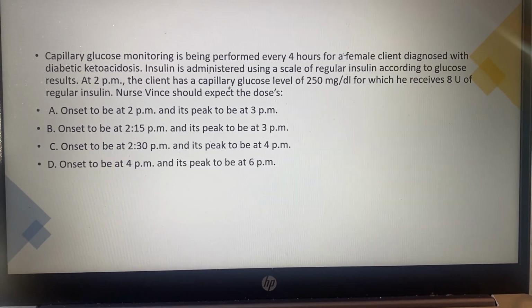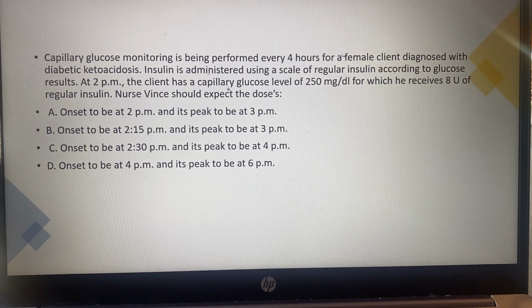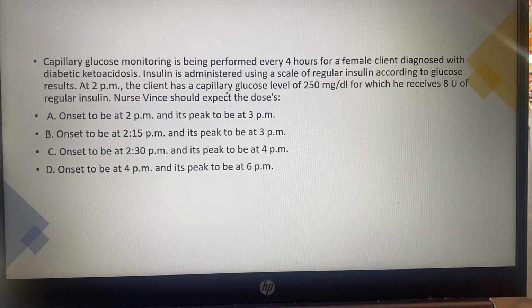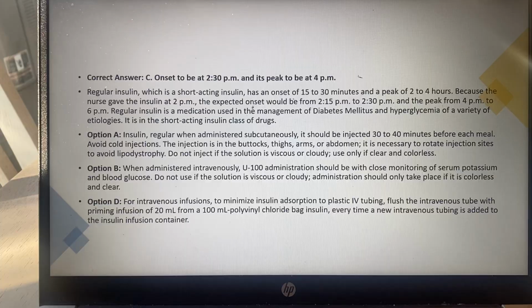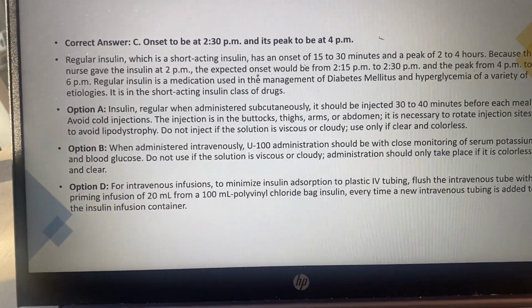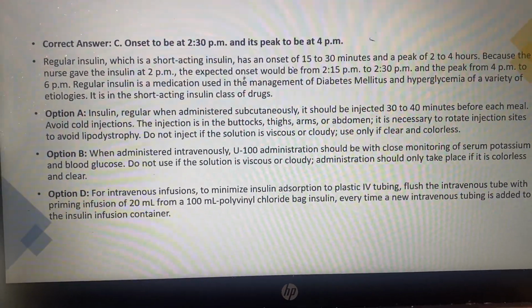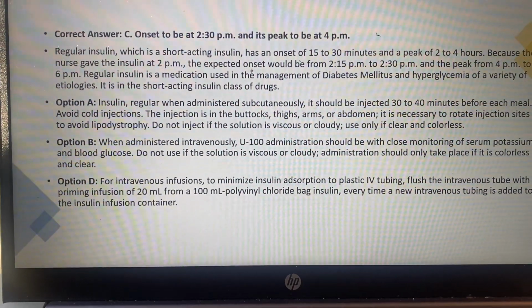Regular insulin has an onset of about a half hour to an hour, and it can peak anywhere from 1.5, 2 to 4 hours. And so the answer is going to be C. And as always, look at the rationales, because then you can find out more information about it.